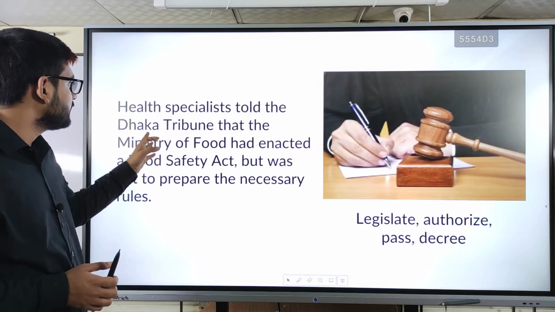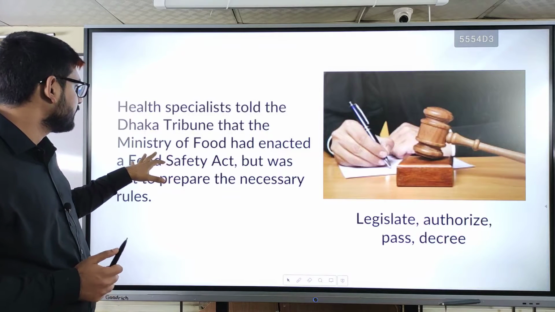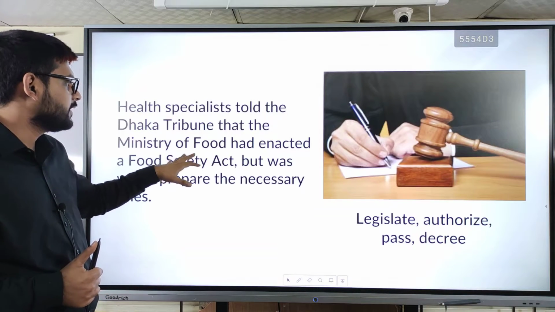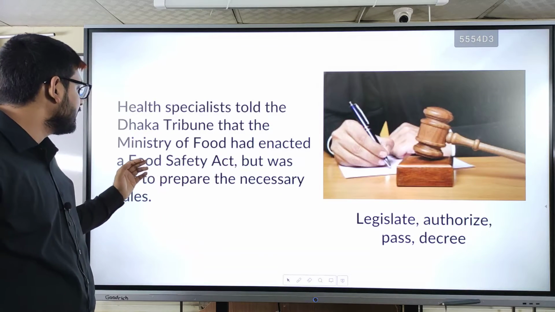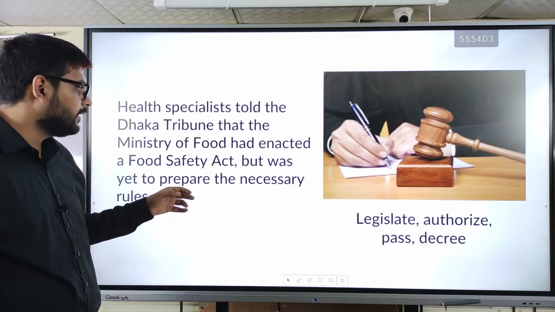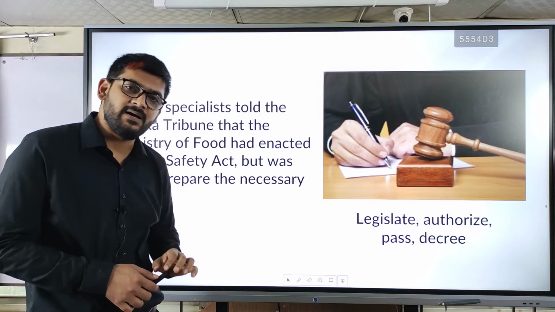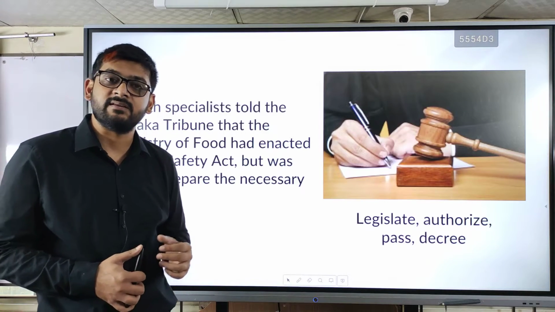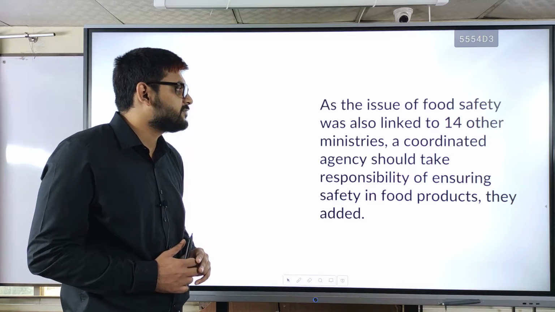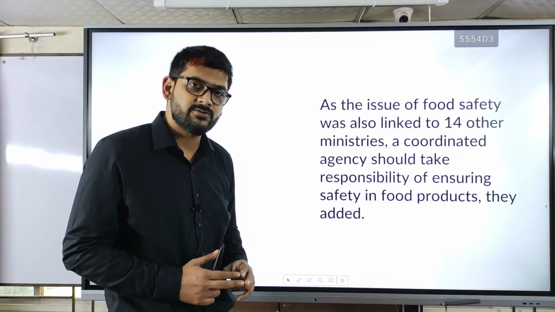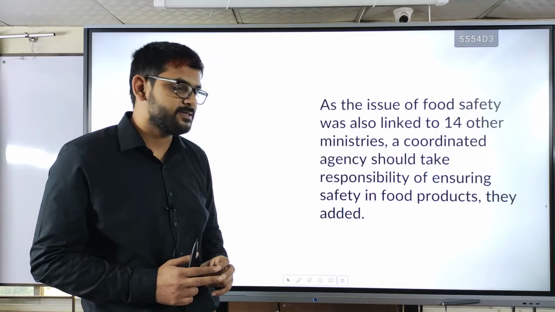So the health specialists said that the Ministry of Food had enacted, legislated, a Food Safety Act, a food safety law, but was yet to prepare the necessary rules. A law was passed, but all the rules haven't yet been set. As the issue of food safety was also linked to 14 other ministries, a coordinated agency should take responsibility. Okay.